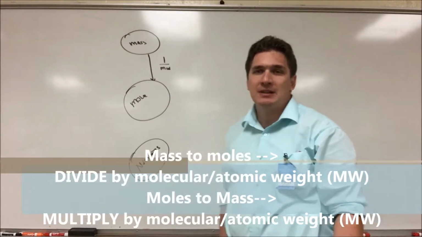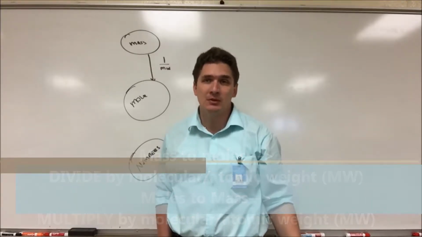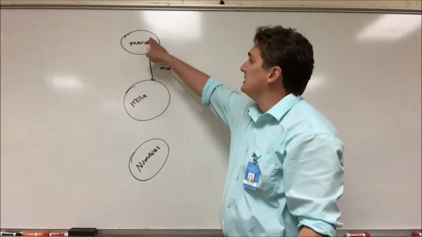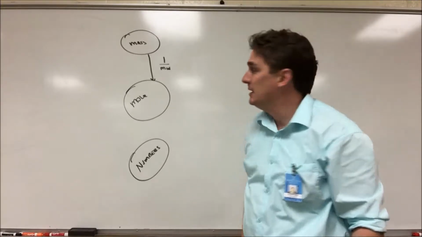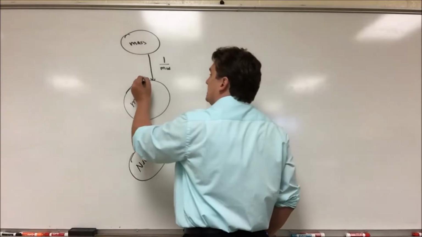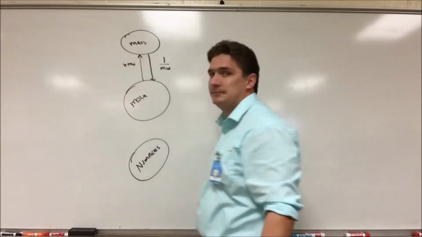So if we have something like fluorine, okay, a single fluorine atom weighs 19 grams per mole, or if we have F2, this is going to be 38 grams per mole. If we have a mass of fluorine, we're going to divide by the molecular or atomic weight, depending on what we're working on. If we want to go from mole to mass, all we do is multiply by the molecular weight.